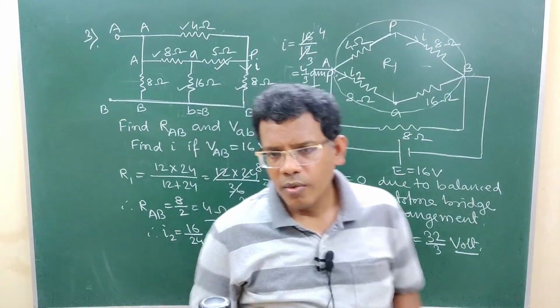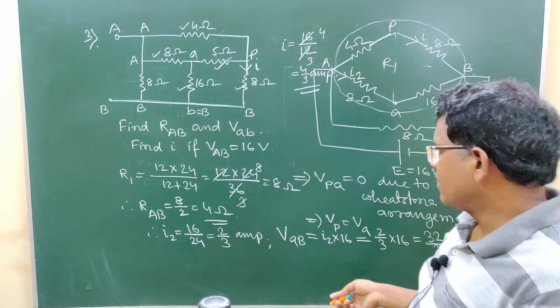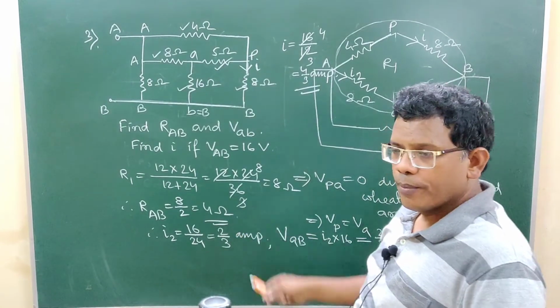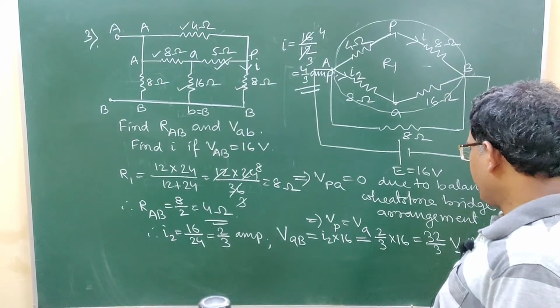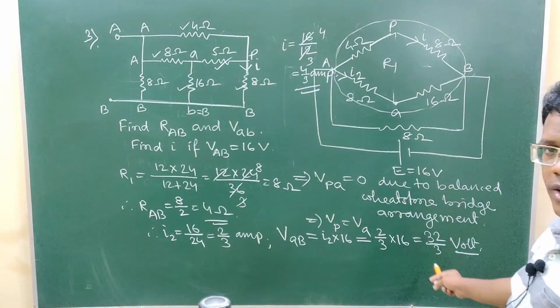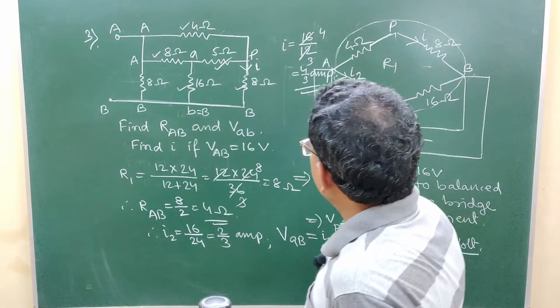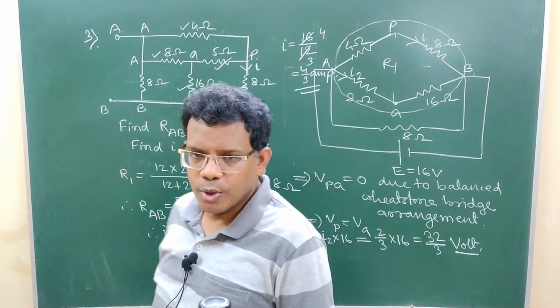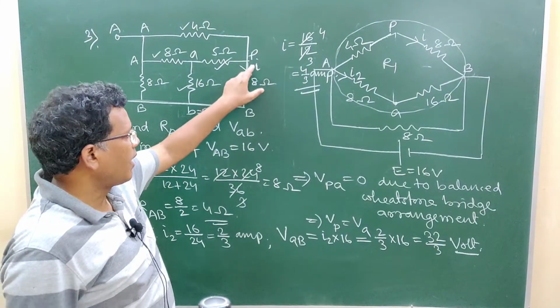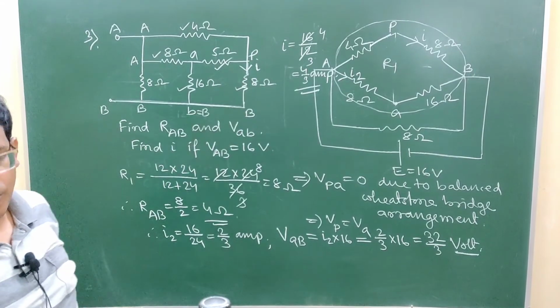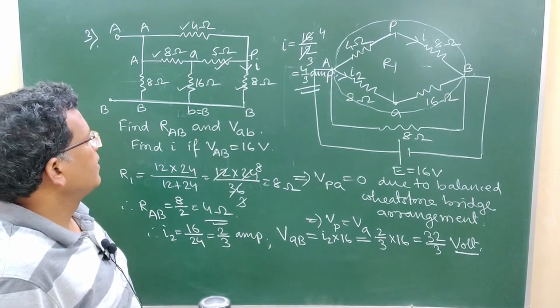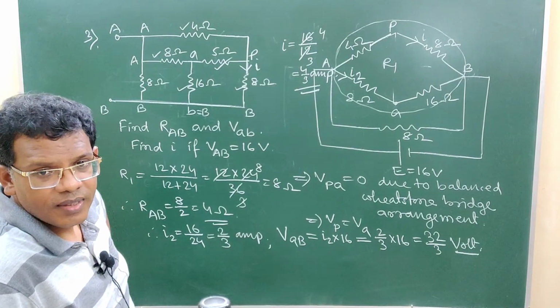So first we had to know the effective resistance that we have calculated as 4 ohm. Second part of our required value was VAB, that we got as 32 by 3 volt, and finally the current through 8 ohm, which is the value of I marked here. So that is 4 by 3 ampere. Is that clear?